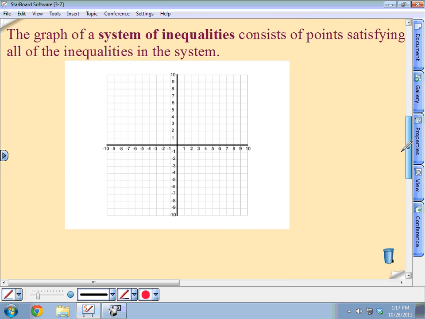Okay. The graph of a system of inequalities consists of points satisfying all of the inequalities in the system. All right. So what we just drew is we sketched a graph of one linear inequality. So now we want to go to a system of inequalities.